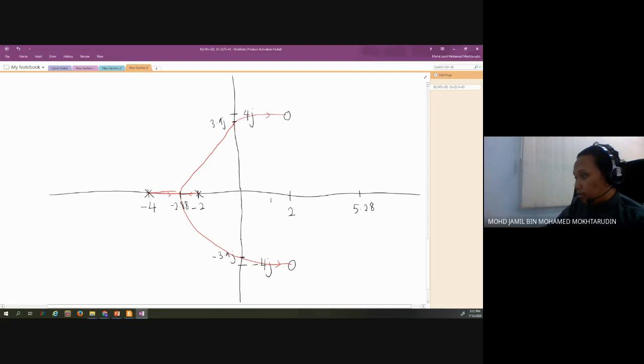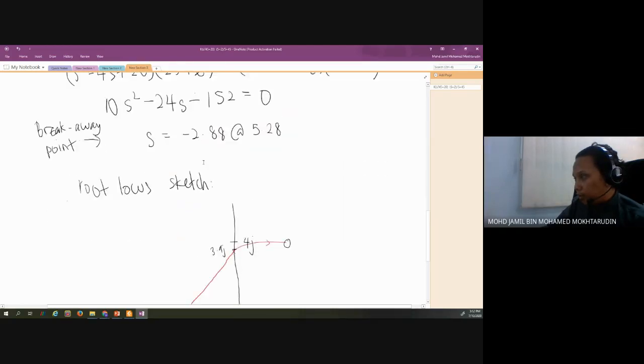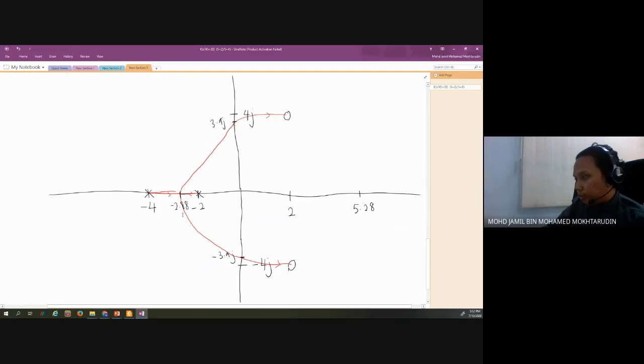So you must have noticed that there are 2 breakaway points, one at negative 2.88 and one at positive 5.28. One of these points, 5.28, is not exactly a breakaway point, because if you look at the root locus, it cannot go further than this zero. The zero is something like the end of the root locus. So this point is just something like a dummy. Okay, so this is the root locus for the question.